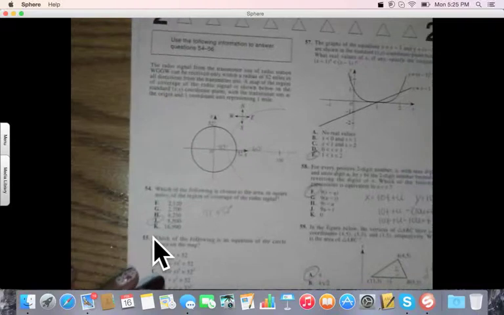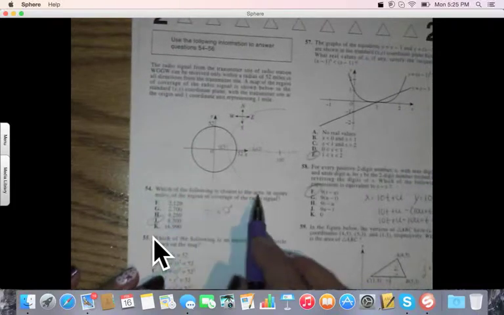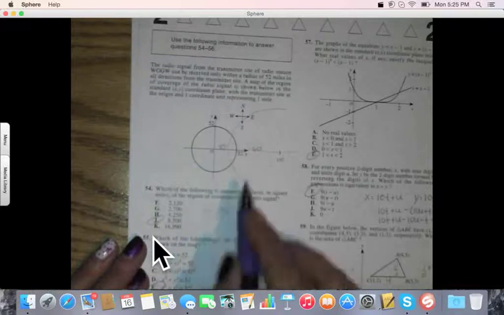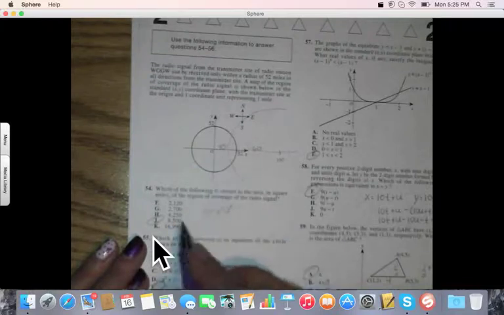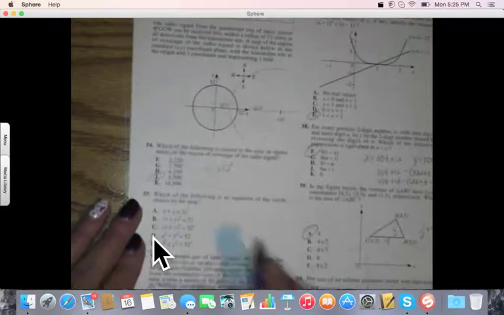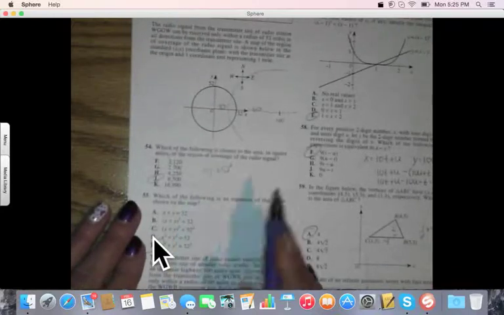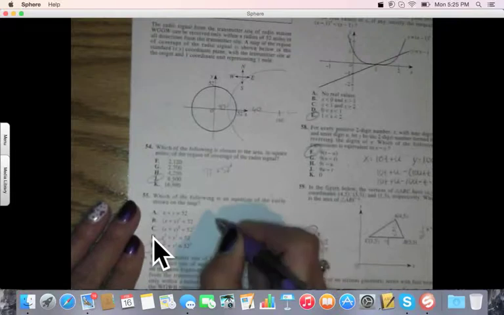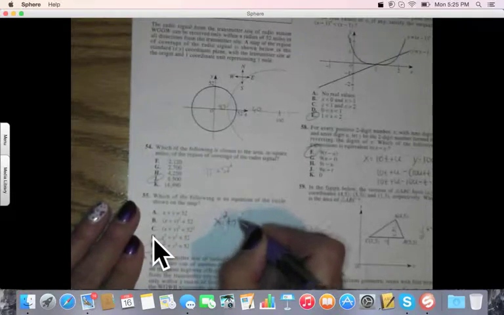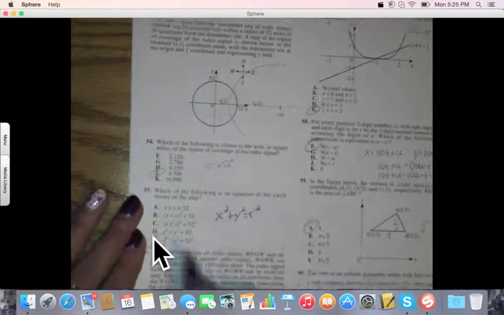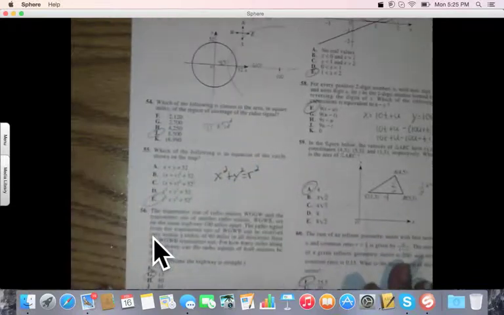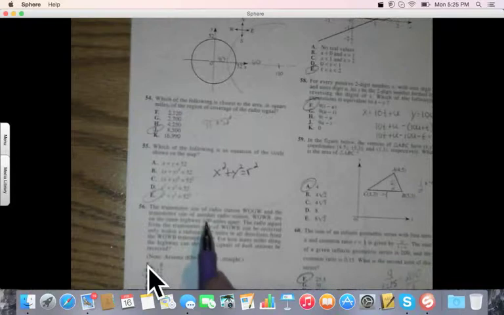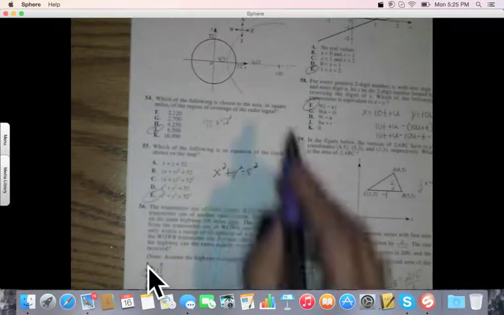Okay, 54. The area of a circle is pi r squared, and the radius you can see is 52, so pi times 52 squared. Equation of the circle centered at the origin, remember it's x squared plus y squared equals the radius squared. That's advanced algebra. So that's E. And then 56, it says that the other radio station is 100 miles down the road.